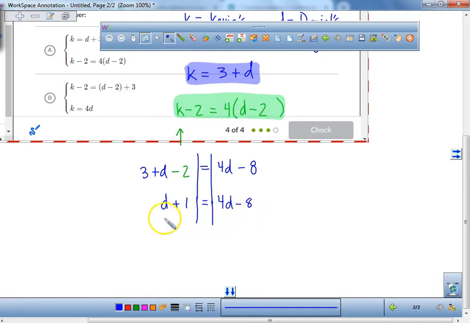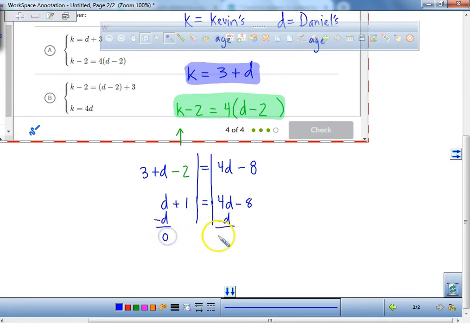Okay, now, once again, we're going to take away a D from this side, and we'll take away a D from this side, and that zeroes out. We're left with 3D. But now I'm going to add an 8, and I'm going to add an 8, and I'm going to get a total of 9. So what am I left with? 3D equals 9. So what does Daniel have to equal? Daniel has to equal 3. Well, what does Kevin have to equal? 3 plus 3, which is 6.